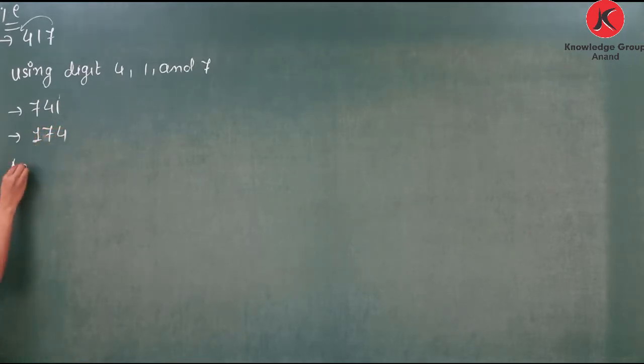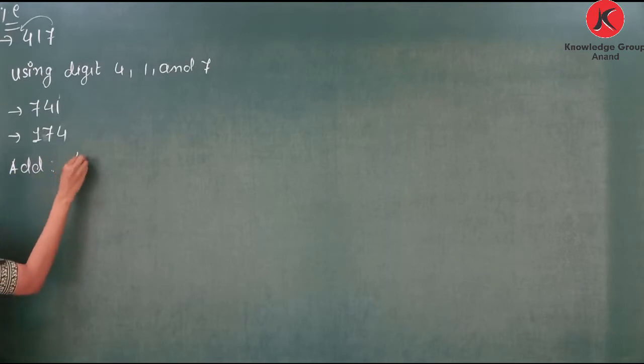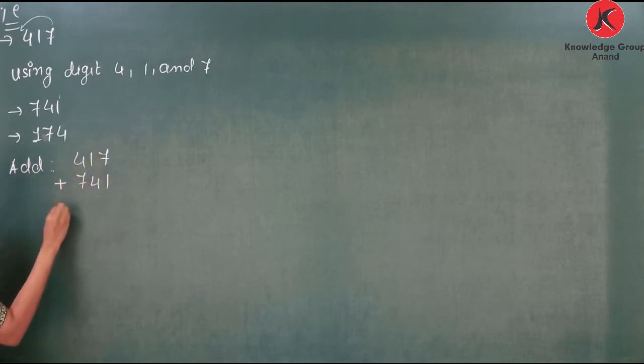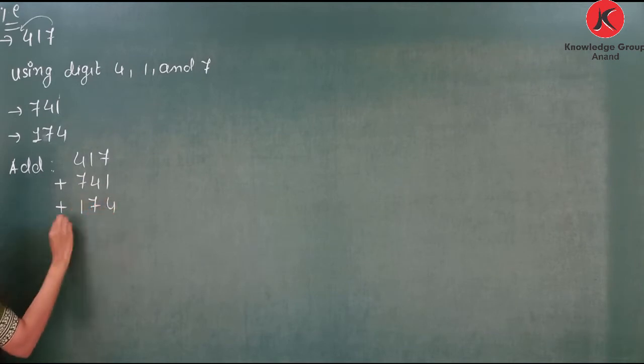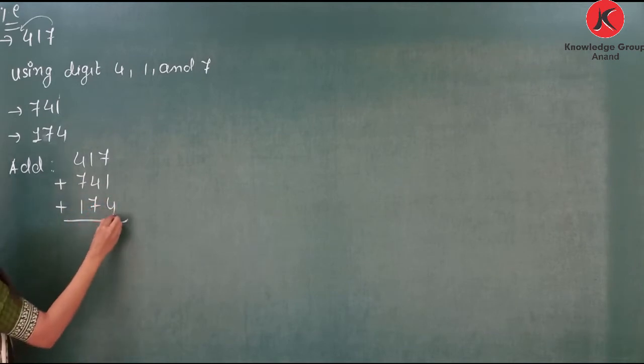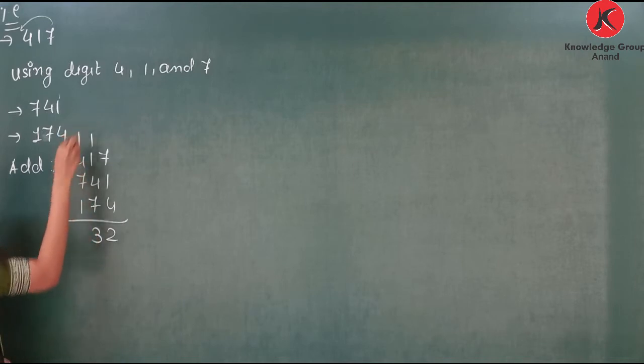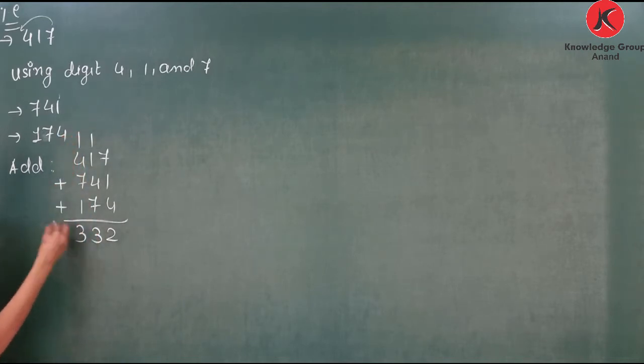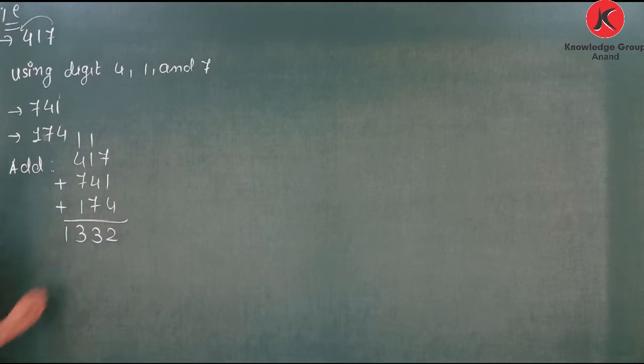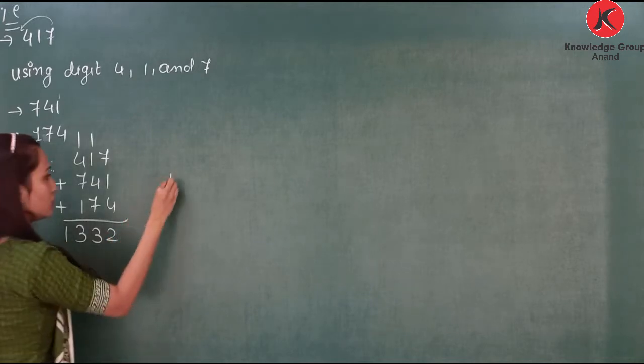Add them: 417 plus 741 plus 174. So you will get 1332. So it is divisible by 37. Check that.